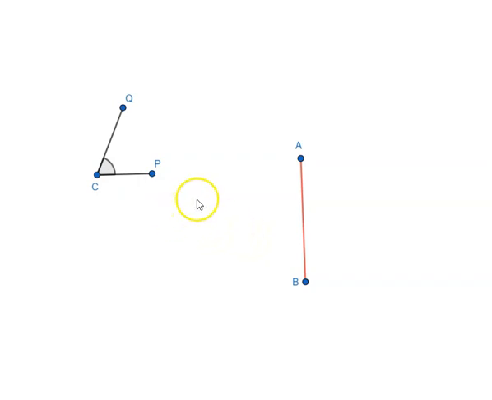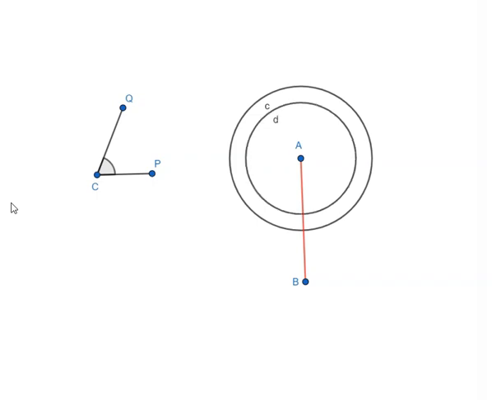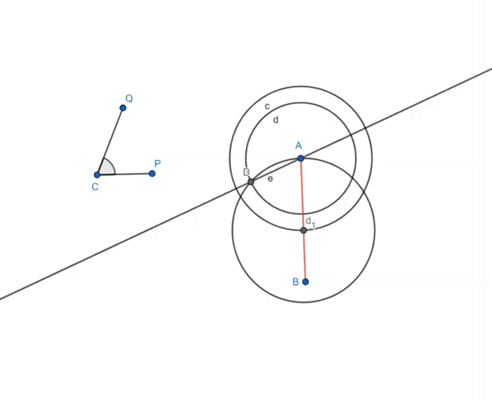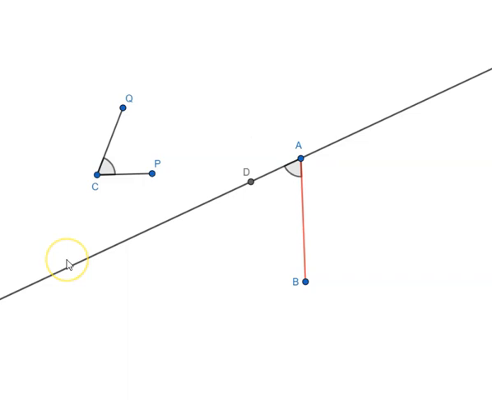First thing that we will do is copy this angle to A. We know how to do that. Circle, circle, intersect, and we join AD. So now this angle is equal to PCQ. So DAB is equal to PCQ. Okay, now let me hide these circles. What do you think is the next step?